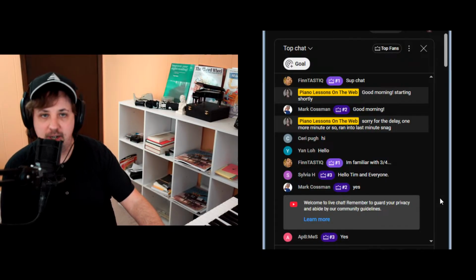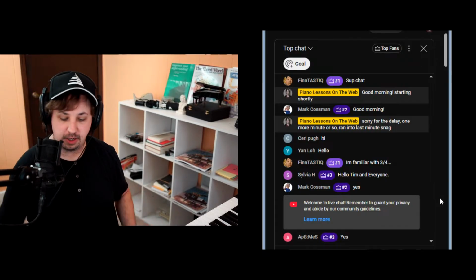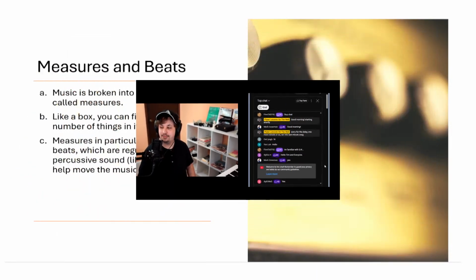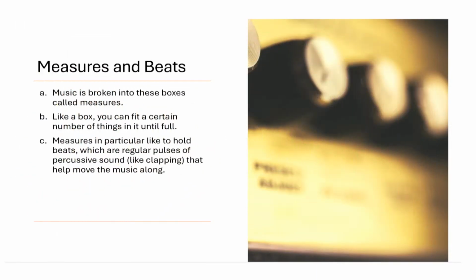Let's get started with what I want to talk about and go over today. Measures and beats is the first thing I want you to really think about when learning rhythm, because knowing these two things is the foundation of what everything's based on. And we'll take a look at everything in a second.